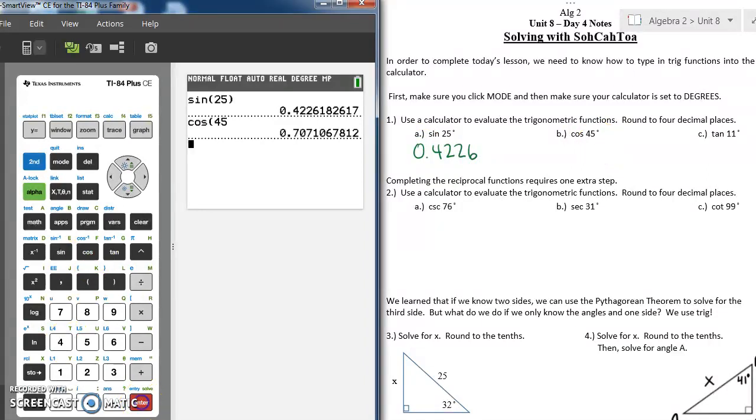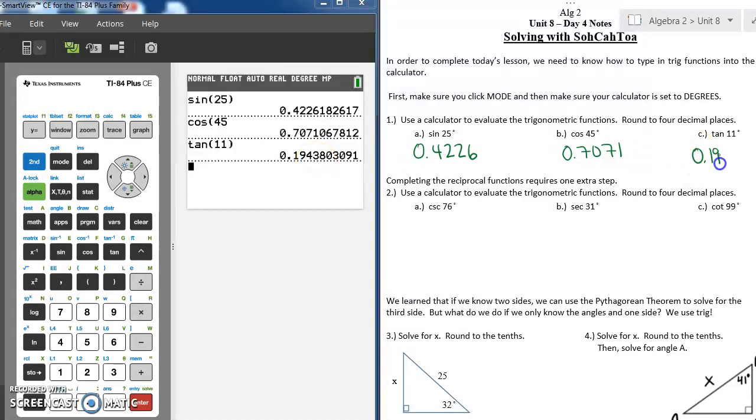Alright, so cosine of 45, we're going to press the cosine button. 45 degrees, enter. Sometimes you don't have to close a parentheses and it'll give you the answer. So our answer is 0.7071, and then it's a 0, so the 1 stays. Tangent of 11, so we have tangent of 11 degrees, close it up, enter. We have a 0.1943, but then there's an 8, so that 3 will bump up to a 4. So 0.1944 is our answer for that.